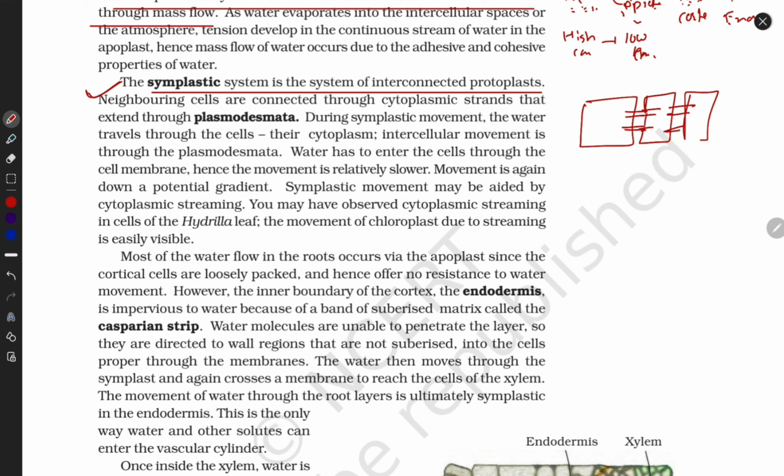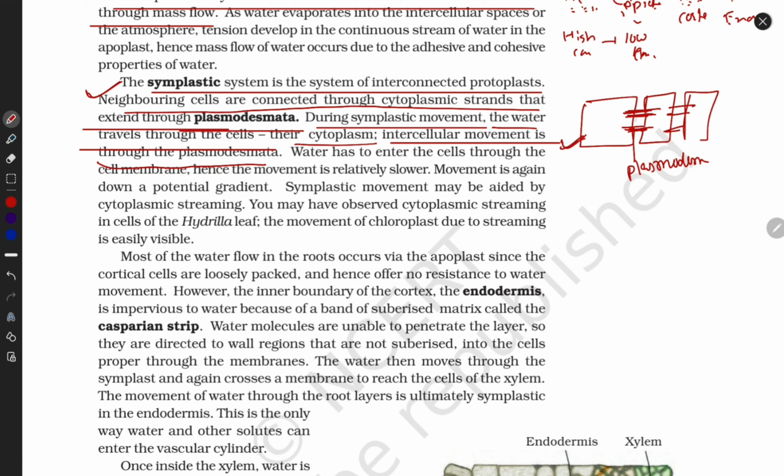Okay guys, what is this structure? We can call it a plasmodesmata. Look at here. Neighboring cells are connected through cytoplasmic strands that extend through plasmodesmata. During symplastic movement, the water travels through the cell and its cytoplasm. Intracellular movement is through the cytoplasm. Water flows cell to cell by the help of plasmodesmata.